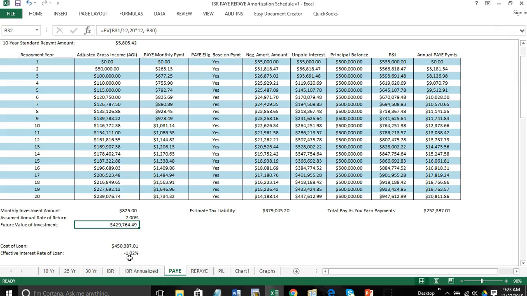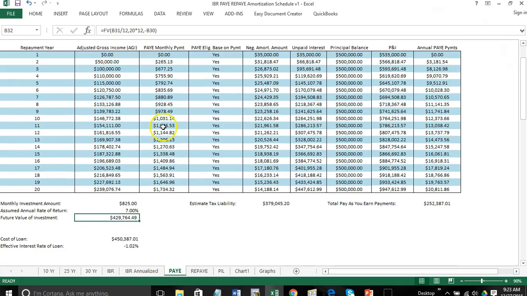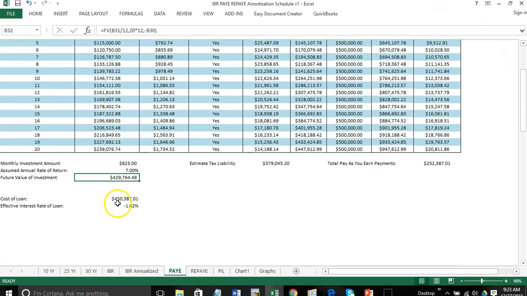To put this in another perspective, you borrowed $500,000, but the true cost of your loan is only $450,000. How I arrive at this figure is how much you paid in annual payments plus what you invested over the course of 20 years at $825 a month. Your total cost is $450,000, about $50,000 less than the amount that you actually borrowed.